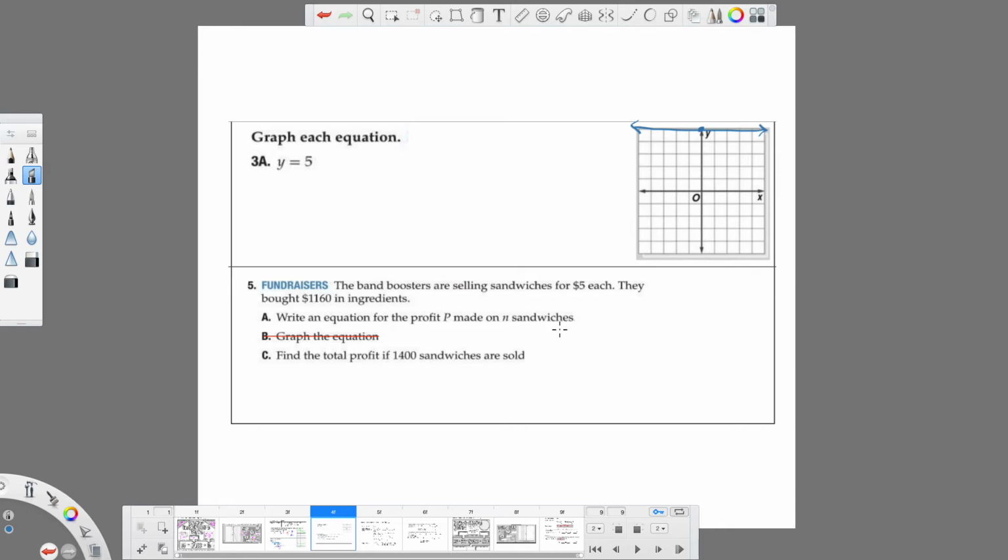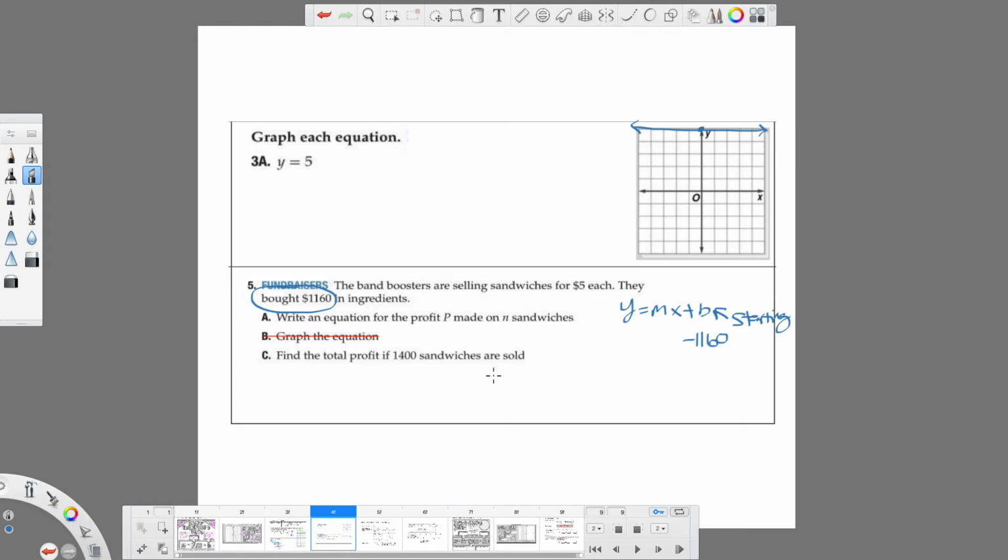All right, so let's think about y equals mx plus b again. Remember, b, our y-intercept, is our starting point. So we're starting at negative 1,160. The reason we're starting there is because this is at the very beginning, before we've sold anything, we're down this much money. They bought this much money worth of ingredients, right? So our starting point is negative 1,160.